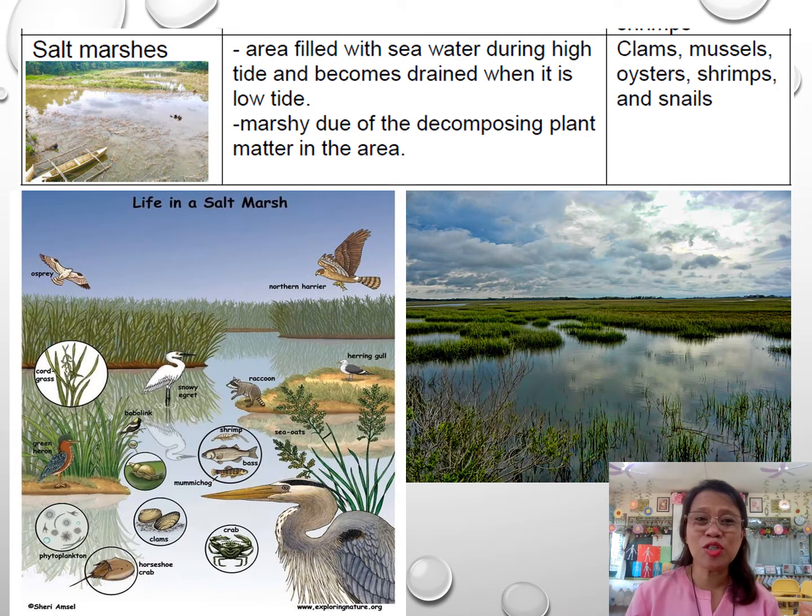And finally, we have salt marshes. Area filled with seawater during high tide and becomes drained when it is low tide. Nga kini nga area ang salt marshes, there is water during high tide, but during low tide, wala. No? Marshy due of the decomposing plant matter in the area. So what are the animals that can be found in salt marshes? We also have clams, mussels, oysters, shrimps, and of course, snails.